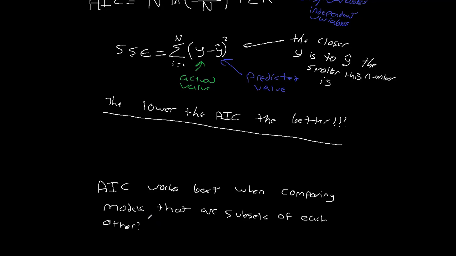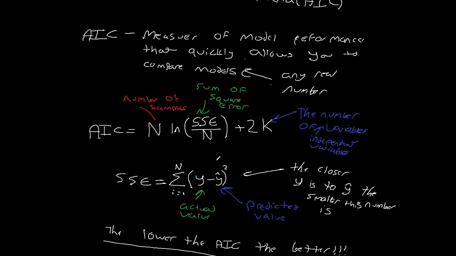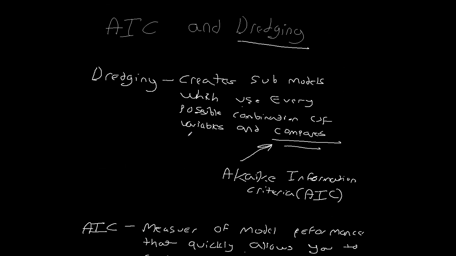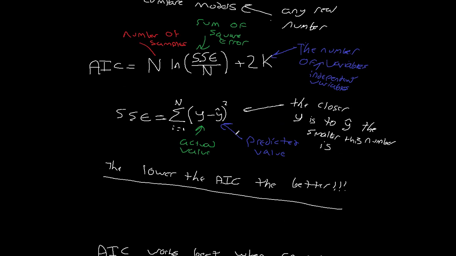And again, it works best when they're subsets of each other. If we scroll back up here, that's the whole point of dredging. We're creating submodels and comparing different sets of variables to each other. So hopefully this idea of AIC makes sense. To reiterate, the lower the AIC value, the better, and AIC works best in the case of what we're using with dredging, having models that are essentially subsets of each other.